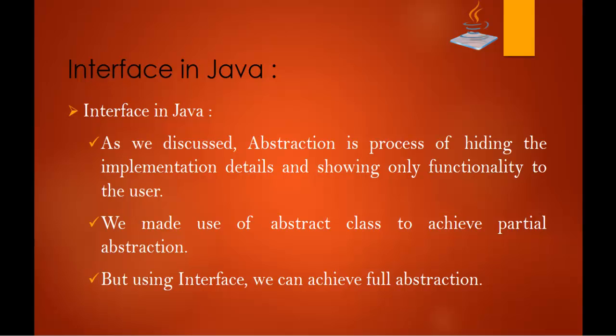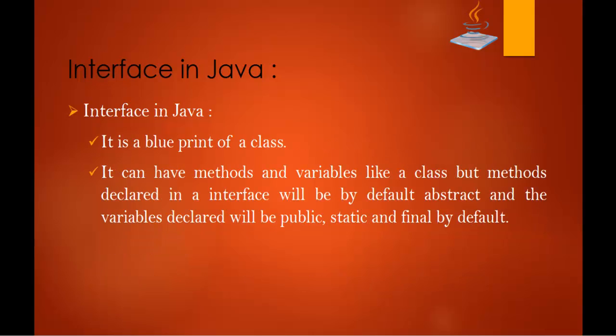To achieve abstraction, we made use of the abstract class. But using an abstract class we can achieve only partial abstraction. If I need to implement complete abstraction, then I need to make use of a concept called interface. So what is an interface? An interface is a blueprint of a class. It can have methods and variables like a class, but the methods inside the interface are abstract by default, and the variables are public, static and final by default. So this is what an interface is.